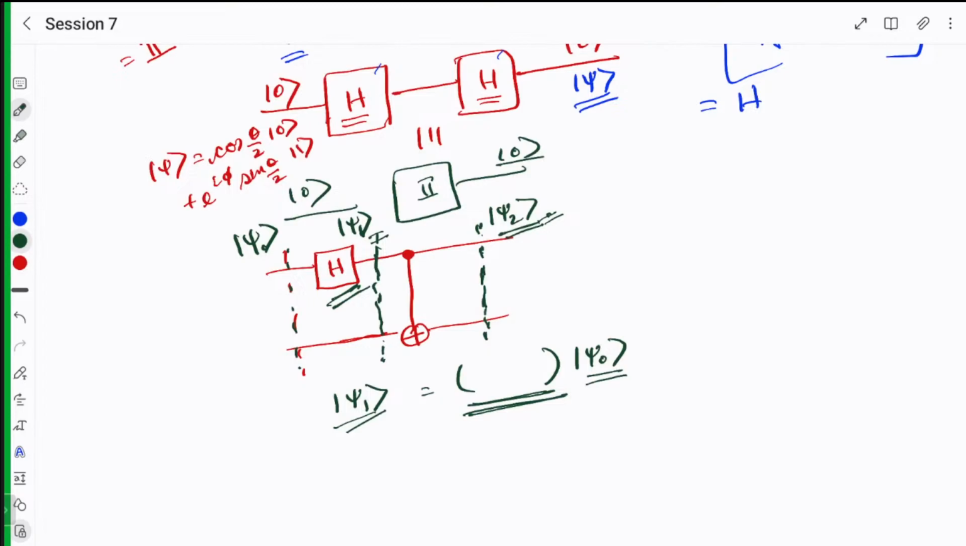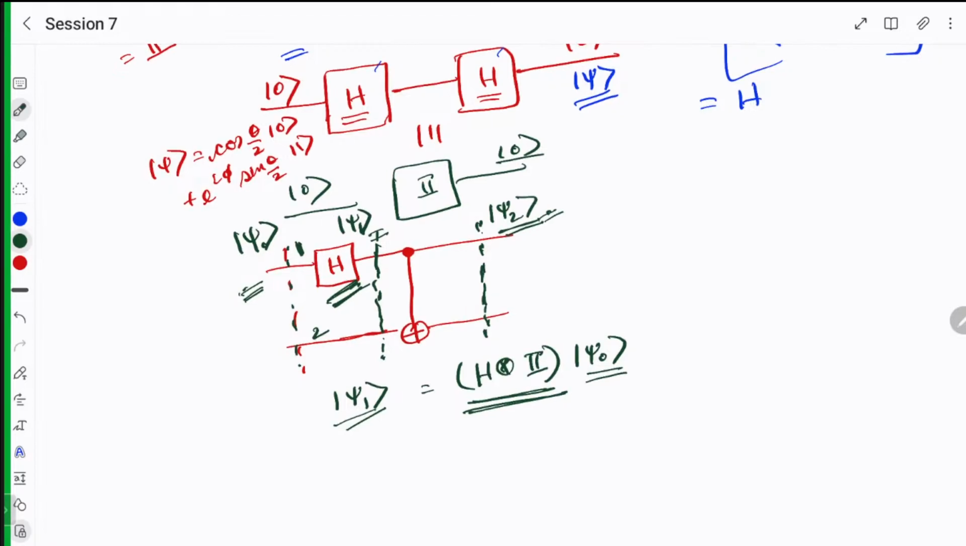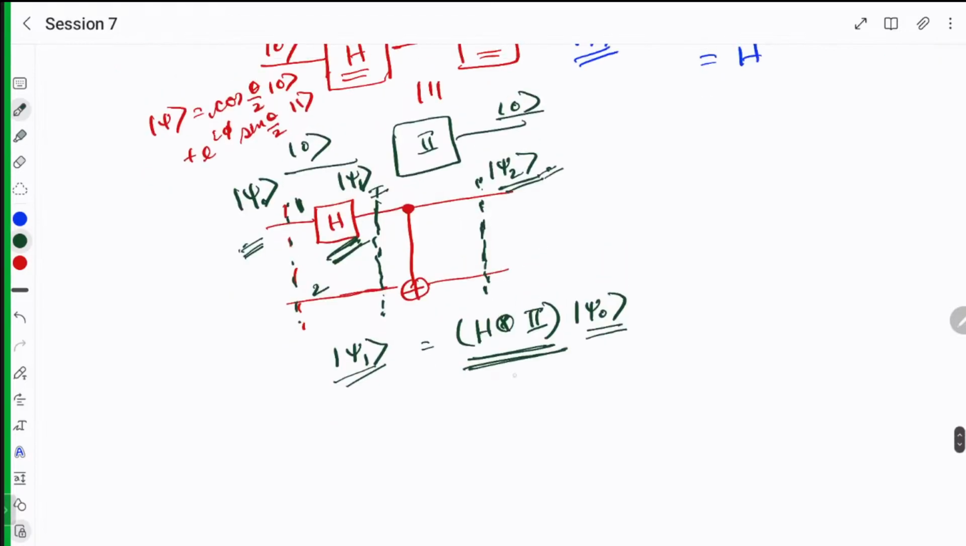Will it be just H? Because H is acting on the first qubit. So this is qubit 1, this is qubit 2. H is acting on qubit 1, but what is acting on qubit 2? H tensor I. That's right. So you have H tensor I acting on psi naught.